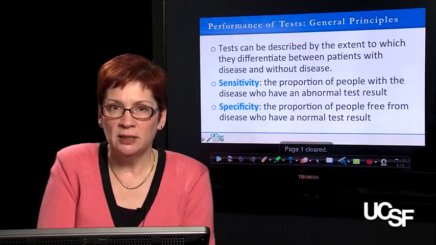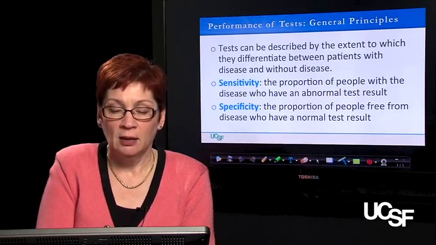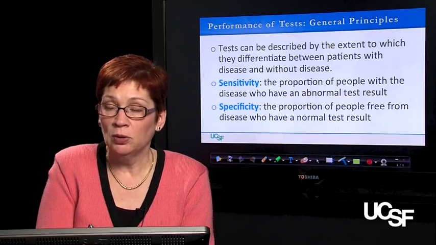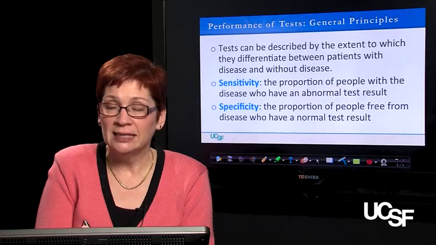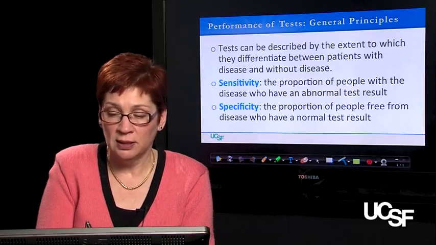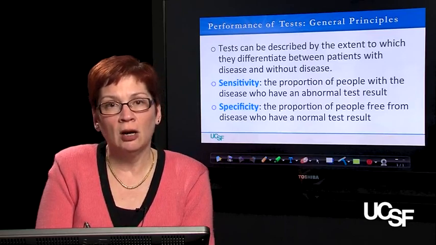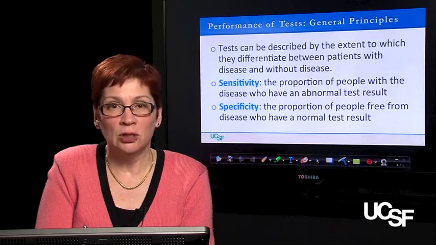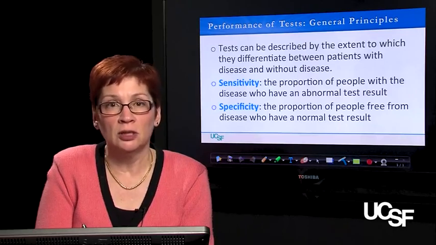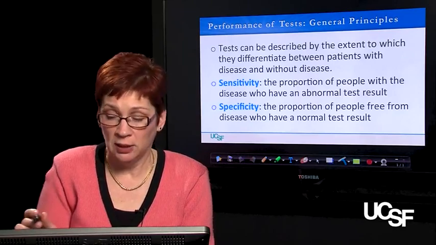The specificity of a test describes the proportion of people who are free from the disease who also test negative for that disease or have a normal test result. So these are inherent characteristics of the test before the test is given to your patient in question, and it refers to the performance of the test in general populations.